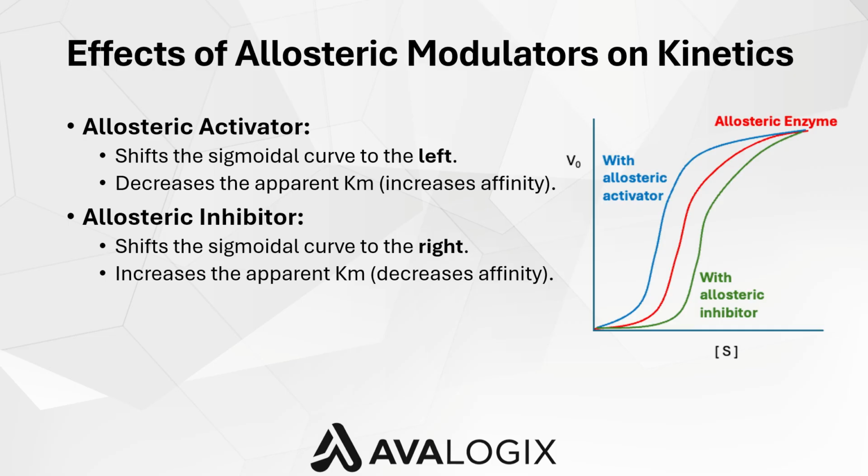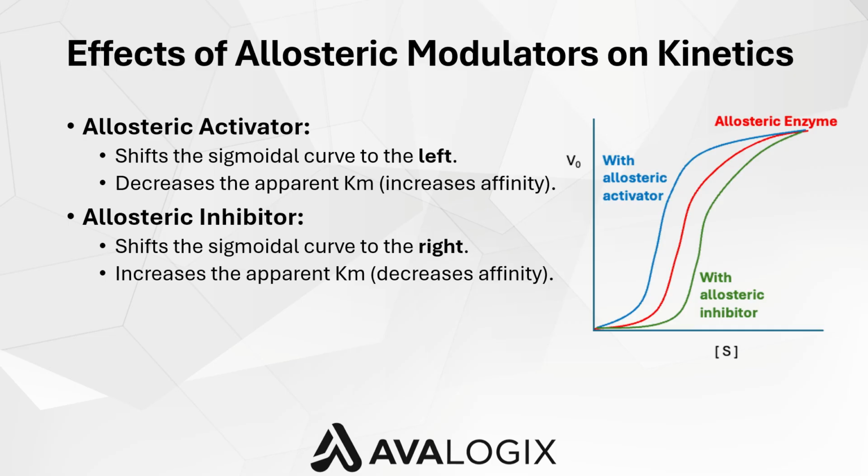What does this mean biochemically? It means that a lower concentration of substrate is now needed to achieve the same reaction velocity. The activator has essentially increased the enzyme's apparent affinity for the substrate, effectively decreasing its apparent Km. It makes the enzyme more efficient, even at lower substrate concentrations.